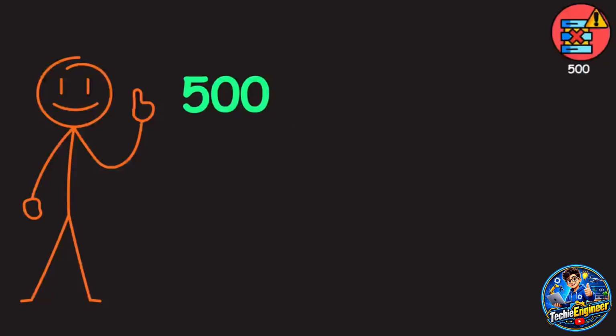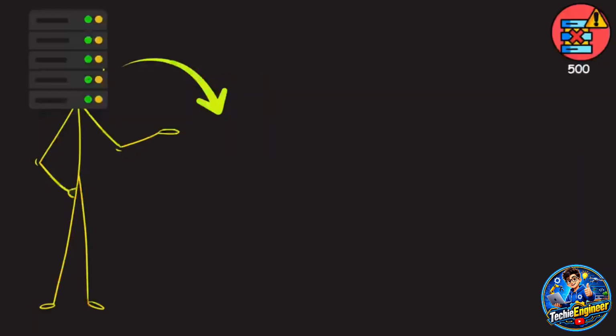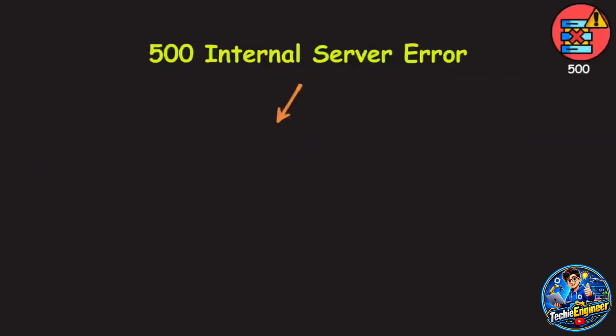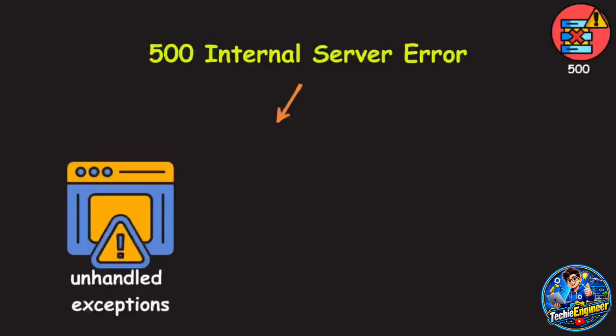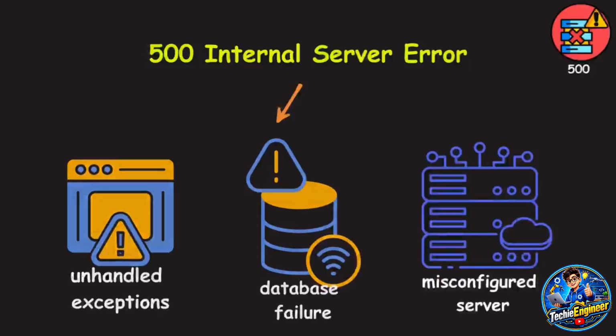500. 500 is the catch-all error. It's the server's way of saying something unexpected broke, and I don't know how to describe it better. This often happens due to unhandled exceptions, a database connection failure, or even a misconfigured server setting.